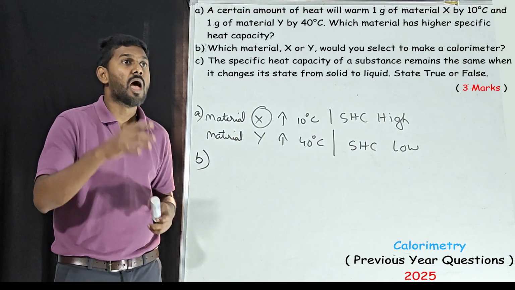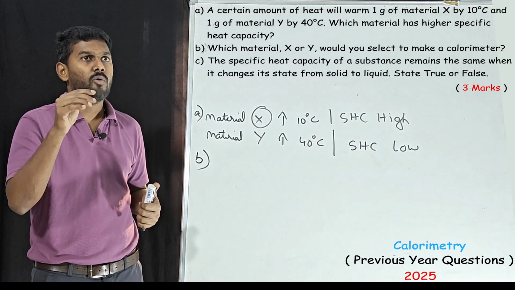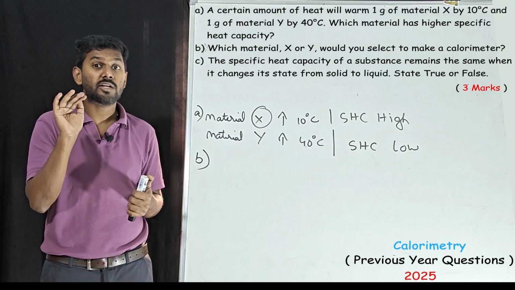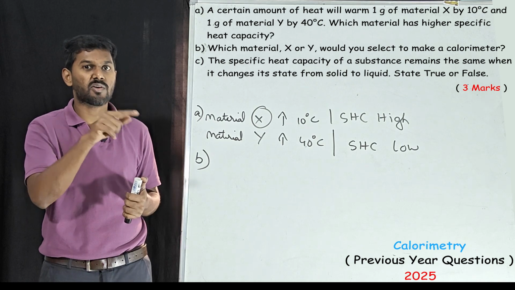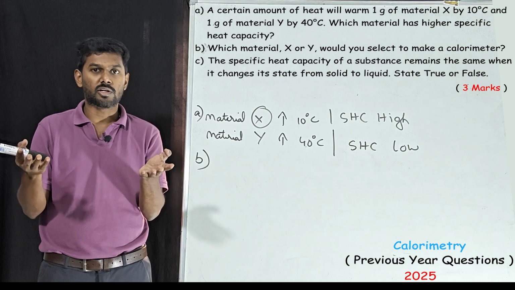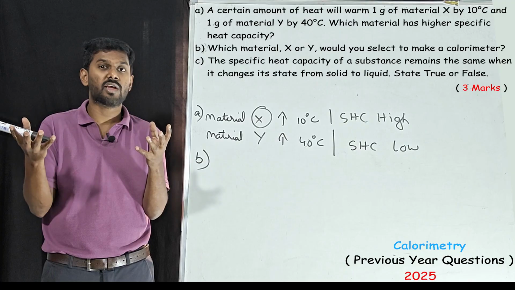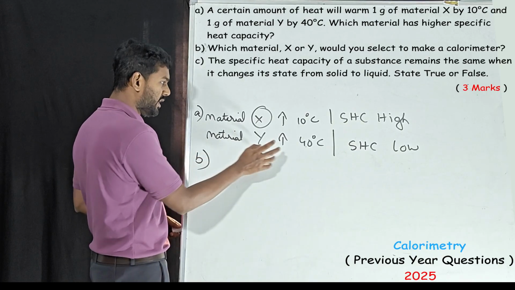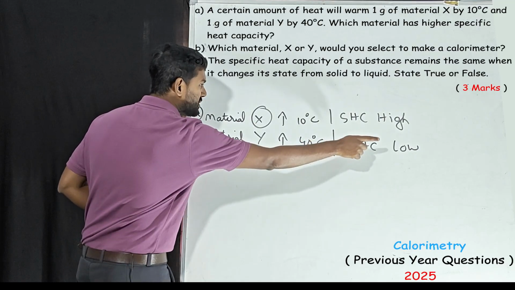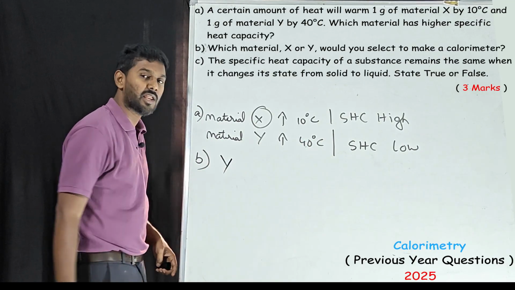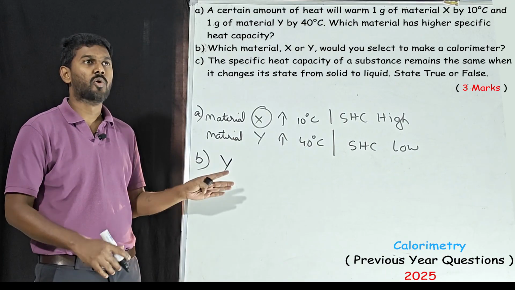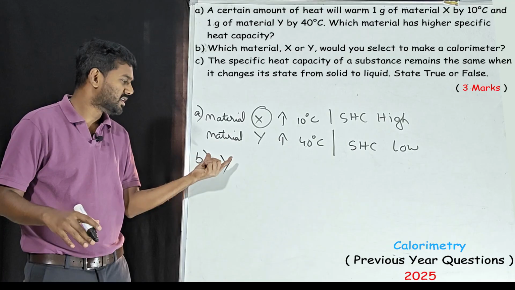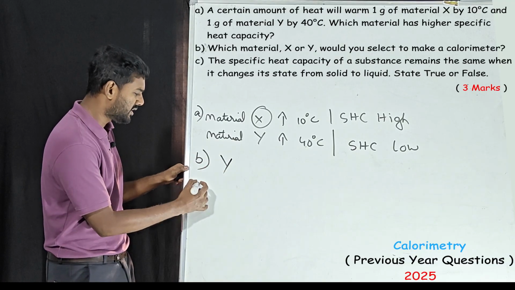We'll go for sub question B. Which material, X or Y, would you select for calorimetry? In a calorimeter, we know it should have low specific heat capacity. That's why we choose copper. Why do we have to select copper? Because it has low specific heat capacity. So we got to know here, material Y has low specific heat capacity, so material Y. That's it. You just write Y. You don't have to write that material Y has to be selected for the calorimeter. All those dramas are not required. Just write Y, you'll get full marks. One mark question, one letter, done.